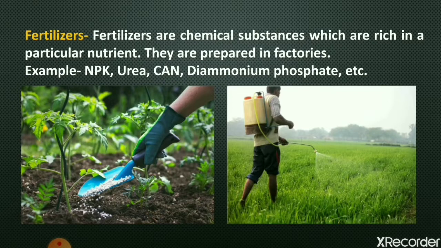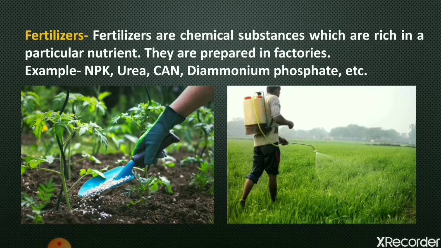Then CAN is actually calcium ammonium nitrate. It supplies calcium and nitrogen in the soil. And one more fertilizer is diammonium phosphate. It also supplies nitrogen and phosphorus to the soil, and so many other fertilizers are present.